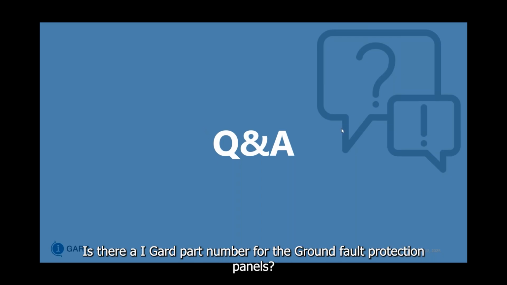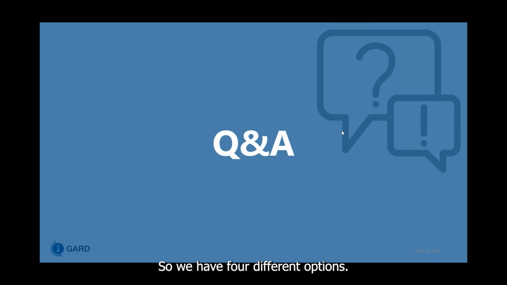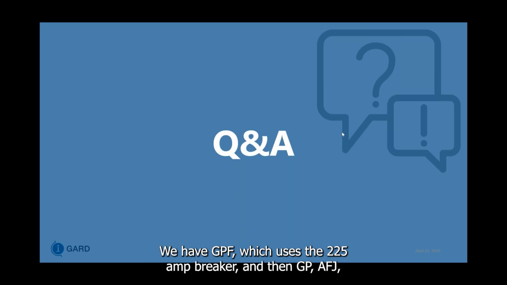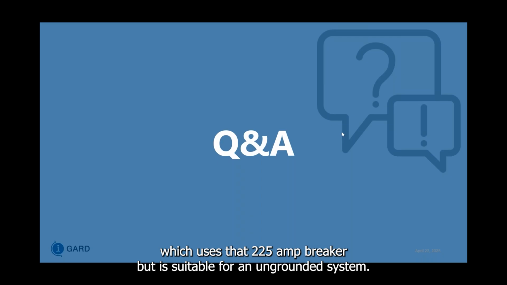Is there an I-Gard part number for the ground fault protection panels? So we have 4 different options. We have GPD, which is our 100 amp circuit breaker, and that has a range between 5 milliamps to 35 milliamps. We have GPAD, which is used for ungrounded systems, and that can trip between 5 milliamps to 35 milliamps. We have GPFJ, which uses the 225 amp breaker, and then GPAFJ, which uses that 225 amp breaker but is suitable for an ungrounded system.